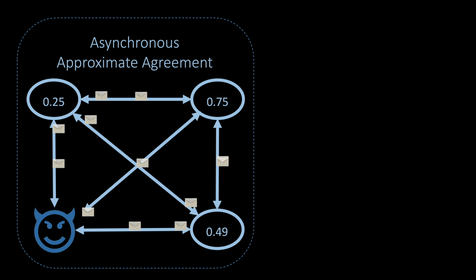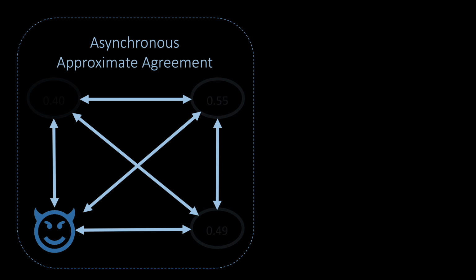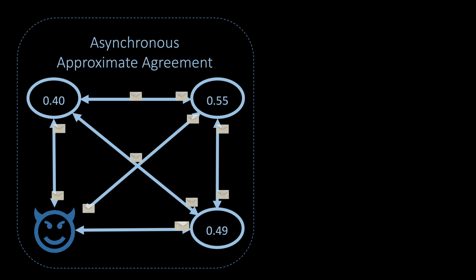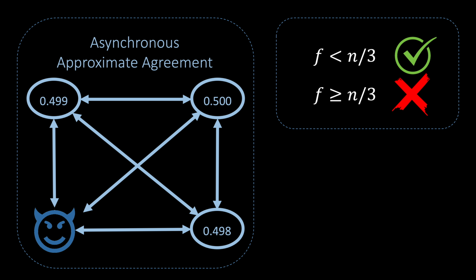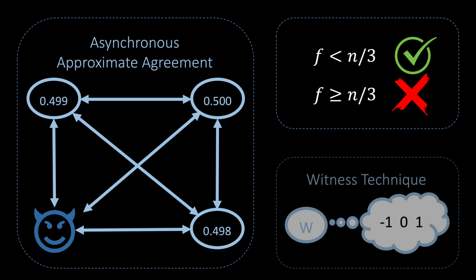In this video, we have discussed an algorithm achieving approximate agreement in an asynchronous network. The algorithm achieves optimal resilience. The core of the algorithm is the witness technique, which enables the nodes to distribute their values so that every pair of correct nodes ends up with n-f values in common.